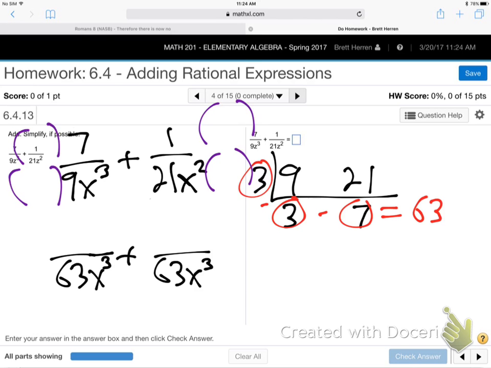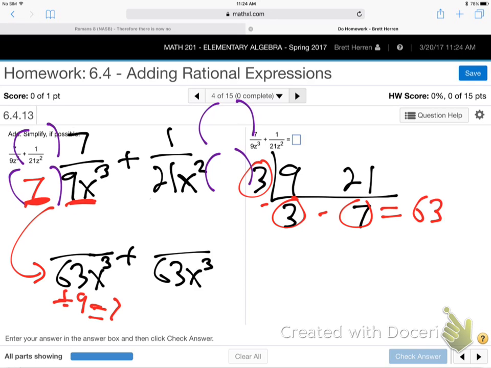So I didn't just grab this 2 and bring it down. Power 3 now. I grabbed the higher one for both. So now we go back, and we say, okay, what can I put here? What times 9x cubed will become 63x cubed? What times 9? If you're rusty, take 63 and divide it by 9. It'll tell you. Seven. 7 times 9x cubed becomes 63x cubed, doesn't it?